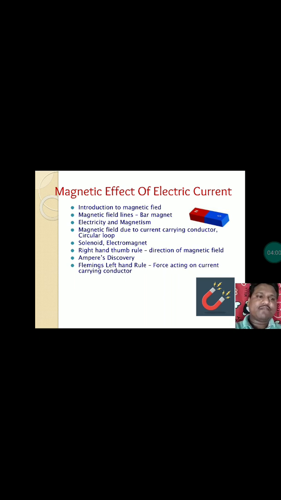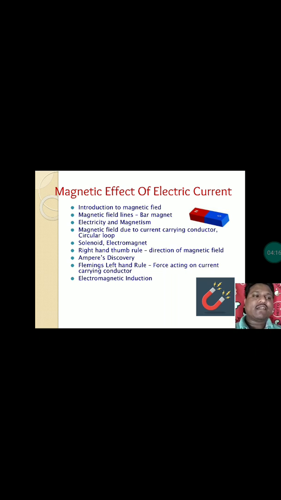Then we have Fleming's left hand rule. Ampere discovered that a current carrying conductor, when placed in a magnetic field, experiences a force. That means that the magnetic field applies a force on a current carrying conductor. So that was governed by Fleming's left hand rule.